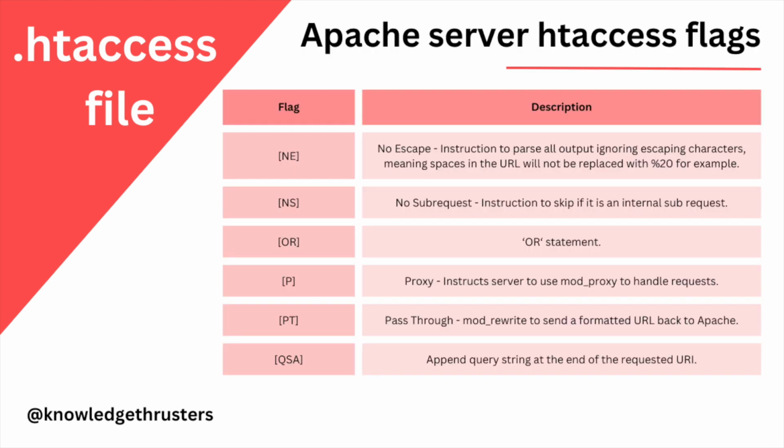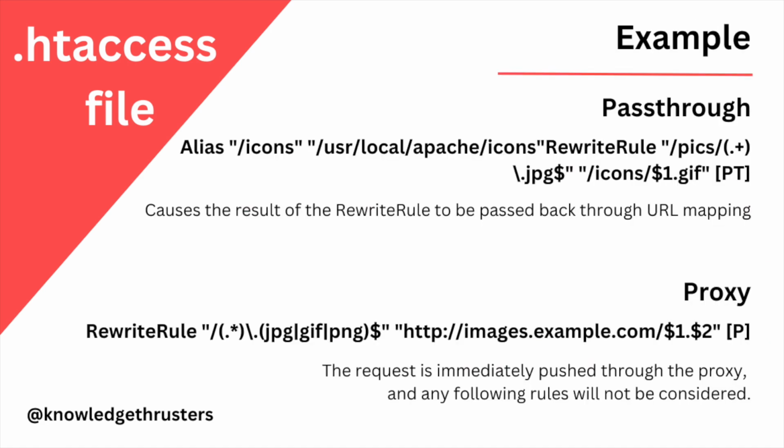Now next is P, that is for proxy. That is similar to marking someone else's attendance. I'll give you one example. Below you can see if any image file is coming, it will be handled by the backend server. So this request is immediately pushed to the backend server.